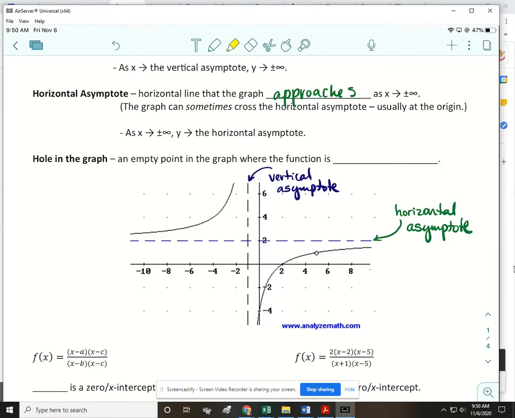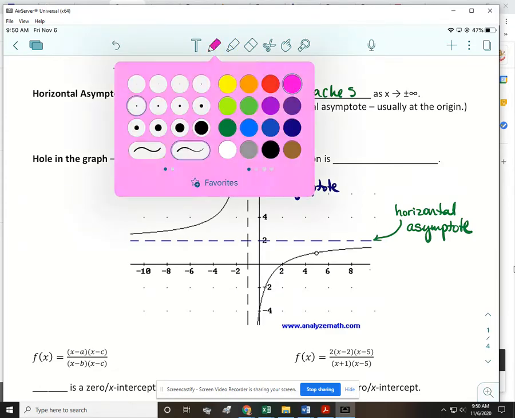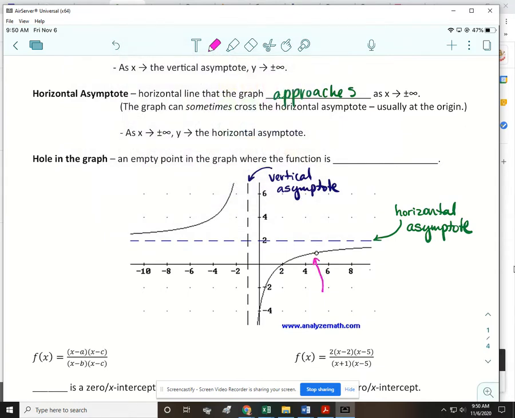All right, and then a hole in the graph is the last part that we're going to talk about today, and that is this right here. That's a hole, and it is an empty point in the graph where the function is undefined. What happens at a hole is you plug that value in and you get 0 over 0. So it works out a little differently. You still have 0 in the denominator, but it doesn't create a vertical asymptote. It just creates this empty point in your graph.